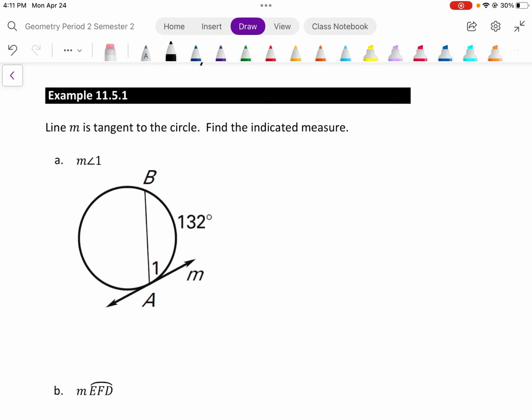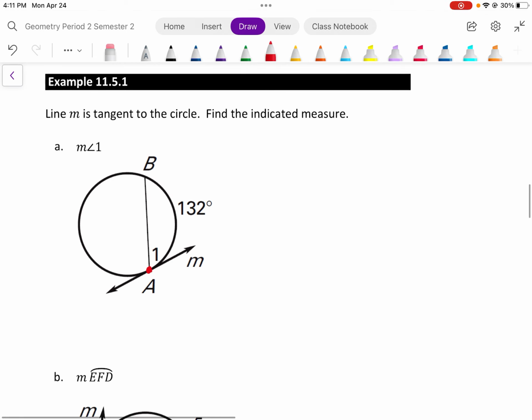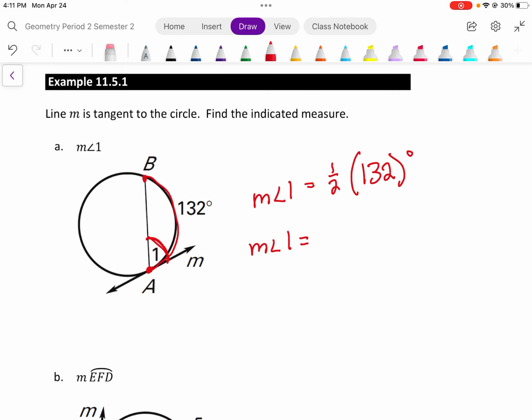So the first one, they tell us that the line is tangent to the circle and they want us to find the measure of the angle. So we have a tangent and a chord. So the measure of that angle that's formed in between them is going to be equal to half of the arc that it cuts off. And in this one, it's 132 degrees. There isn't much work to do. We just have to multiply those two together to get our answer of 66 degrees.